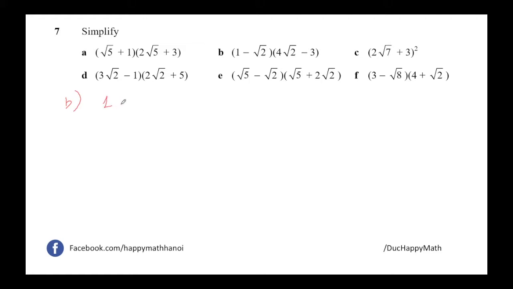Question B, the same thing. First, you take the 1 times 4 square root of 2 minus 3, and minus square root of 2 times 4 square root of 2 minus 3, and then minus 2 square root of 2 times square root of 2, and plus. Why is this plus? Because it is minus square root of 2 times minus 3. Minus times minus is plus.